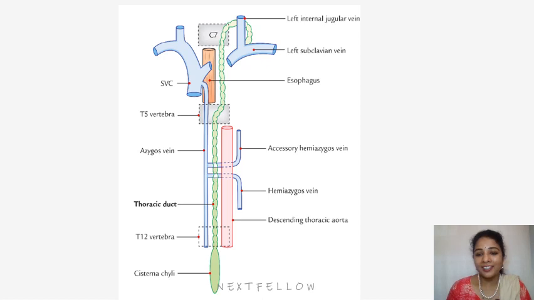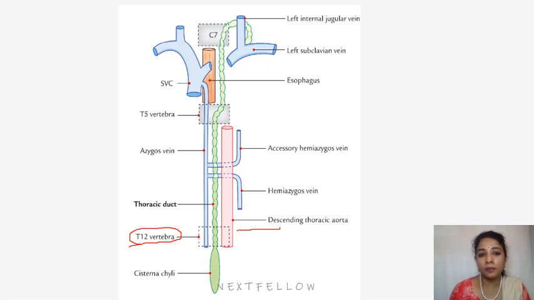So if you see this thoracic duct, it is the continuation of Cisterna chyli. It begins at the level of T12 vertebra, from where it ascends into the posterior mediastinum through the aortic hiatus, that is the opening present in the diaphragm through which the aorta passes. So along with the descending thoracic aorta, it enters into the posterior mediastinum. And thoracic duct appears to be beaded because it contains numerous valves.